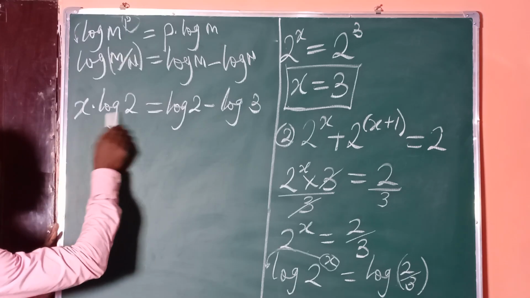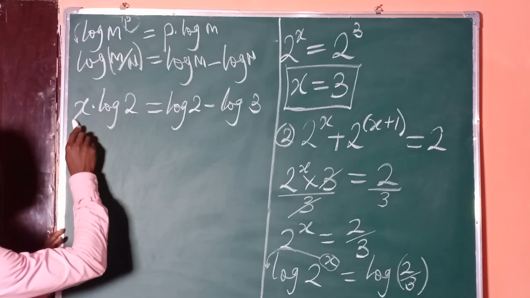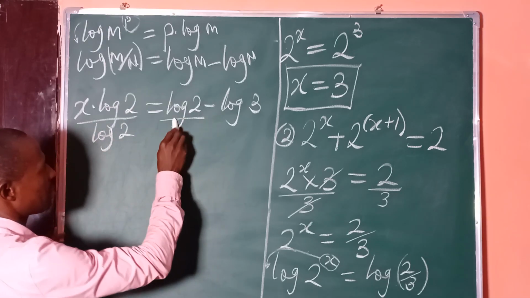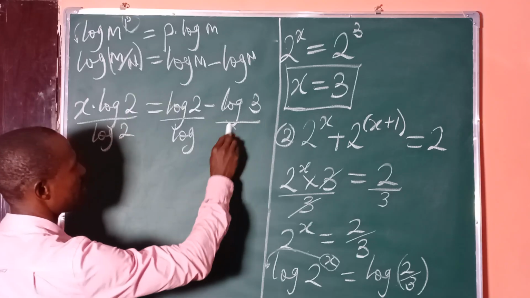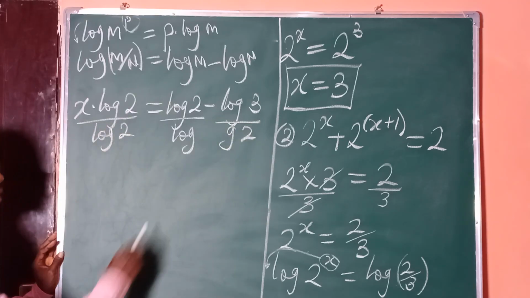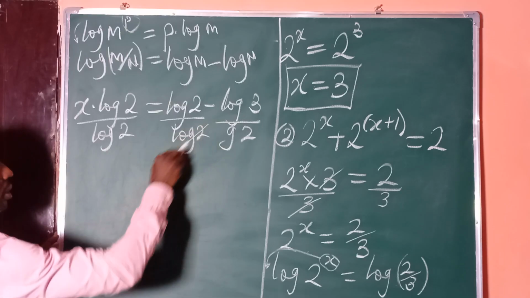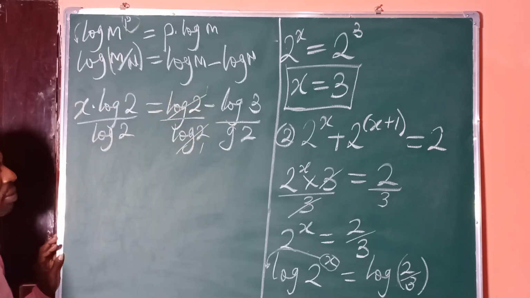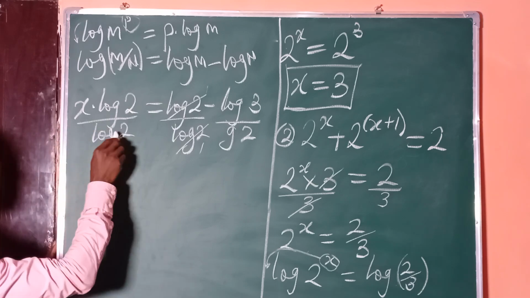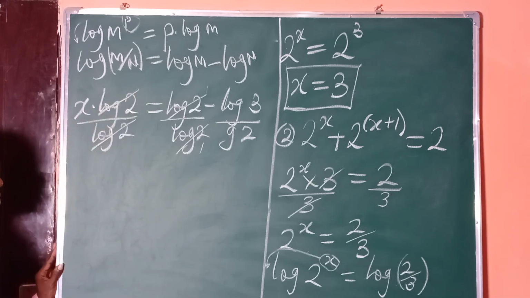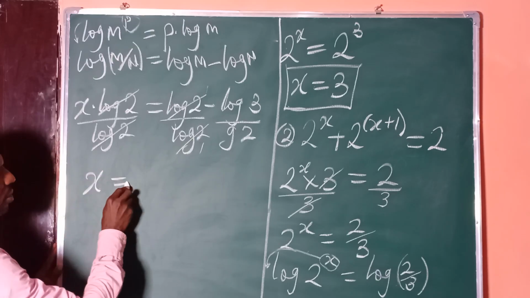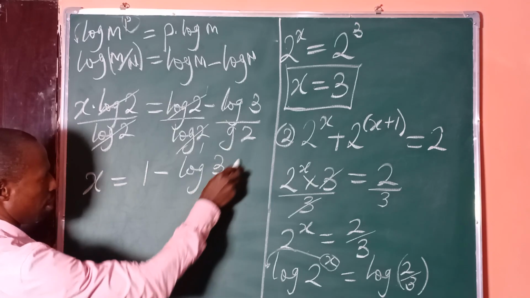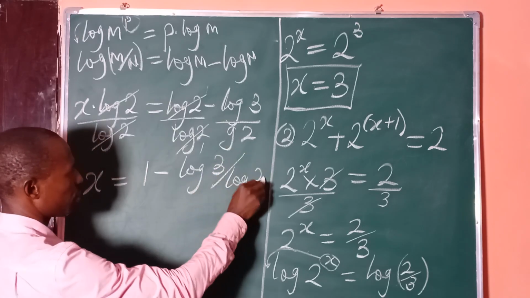Then from here, because we are looking for x, we divide through by log 2. We equally divide this by log 2, and this by log 2. So this and this will now leave us with 1 all over 1, which gives us 1. And here the log 2 cancels out with log 2. We're going to have x is equal to 1 minus log 3 all over log 2.